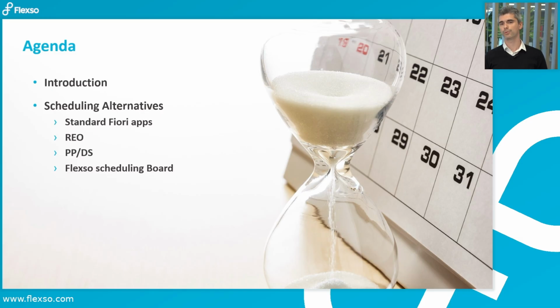We'll have a look at RIO, which is short for Resource Orchestration in Digital Manufacturing. We'll have a look at embedded PPDS in S/4. And lastly, we'll have a look at our own custom application called the Flexo Scheduling Board. After that, we'll also give a conclusion comparing these different alternatives to one another and drawn from our own experiences. And of course, we'll end with a Q&A where everyone can pose questions on these alternatives we present today.